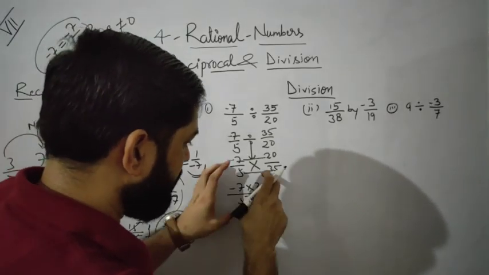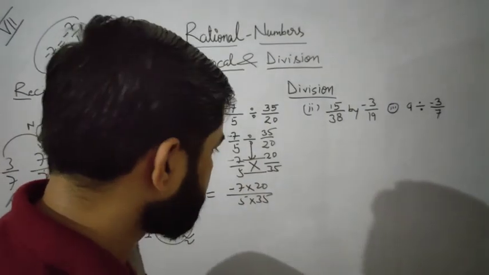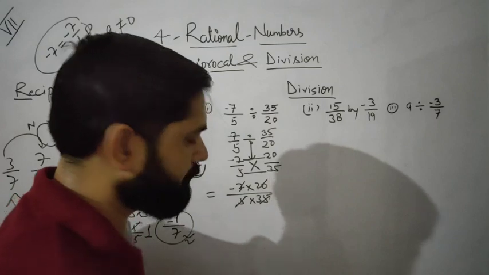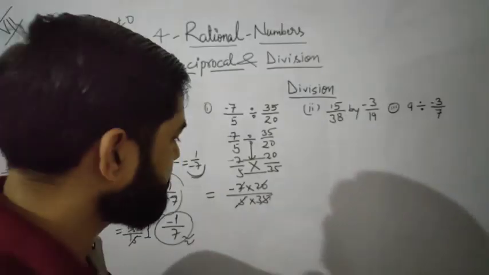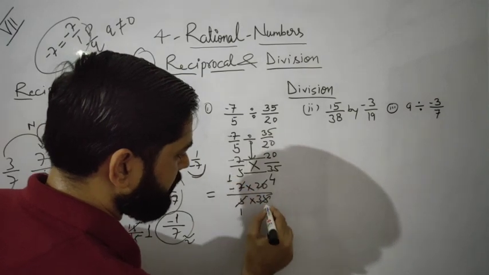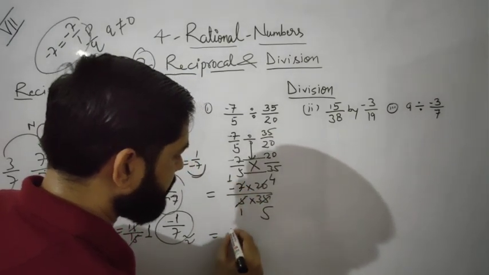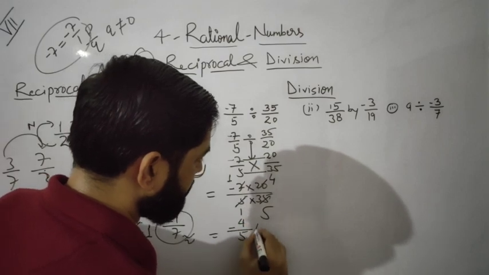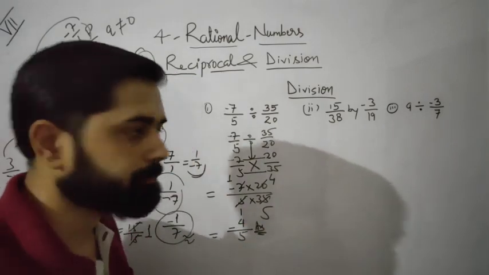So look, is any number here divisible? Yes, we can cancel the 7 and 35, and 5 and 4, 20. So 5 ones are 5, 5 fours are 20, 7 ones are 7, 7 fives are 35. What will we get here? Minus 4 upon 5. So this is the answer.